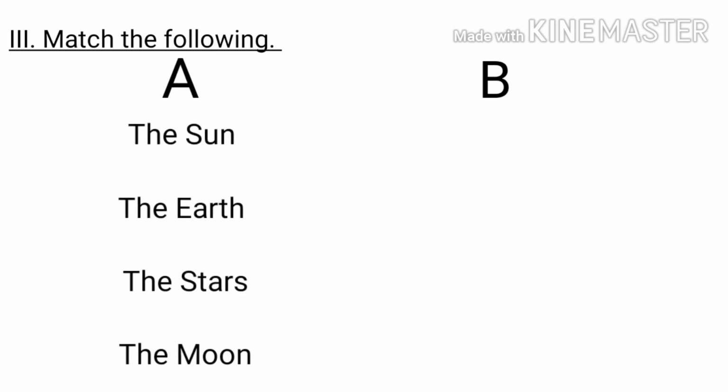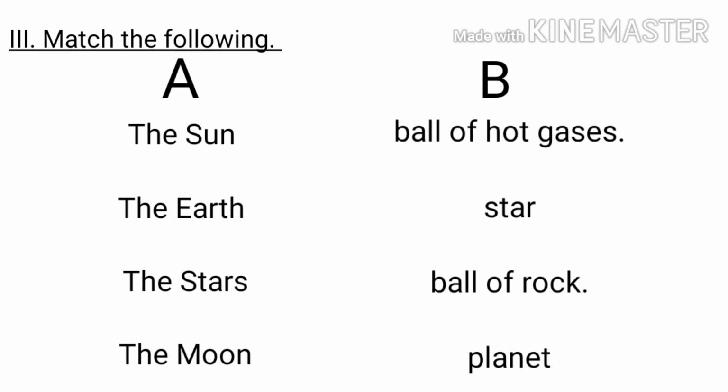Match the following. You have 2 sets. Set A and set B. In your first set, you can see the options the sun, the earth, the stars and the moon. In your second set, you can see the options ball of hot gases, star, ball of rock and planet. Match with correct options. You will have 10 seconds. Your time starts now.